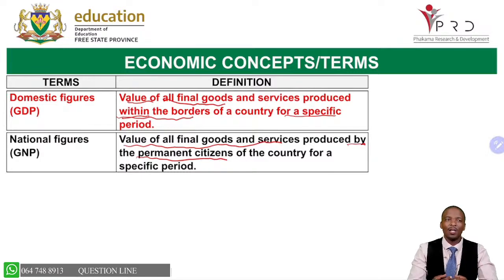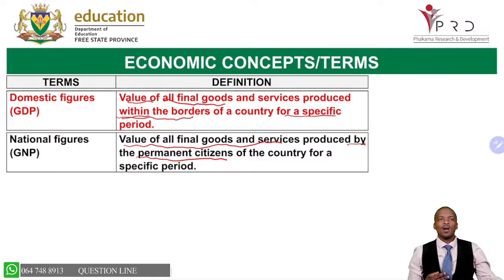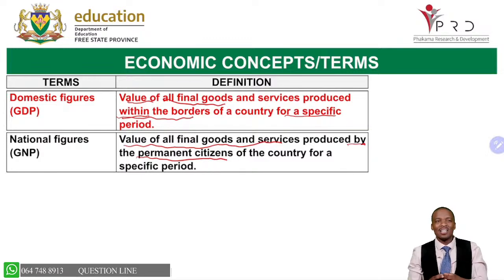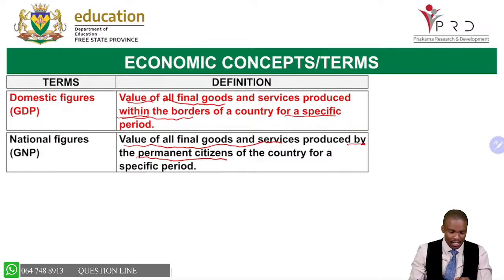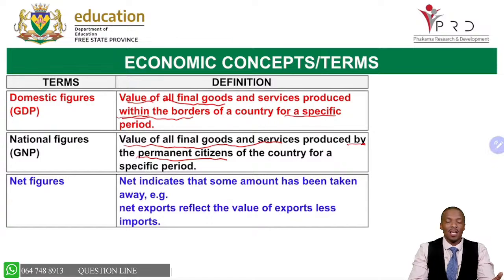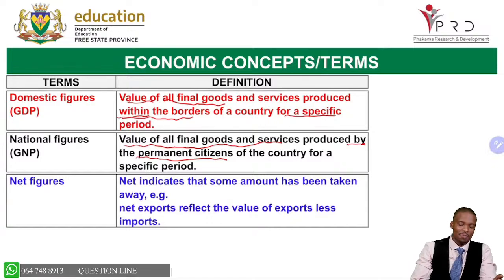Okay, I made an example. Got someone from Botswana working in South Africa. In the GDP, that person will be included. But in the GNP, that person will be excluded because that person is just working in the country but is not a permanent citizen.